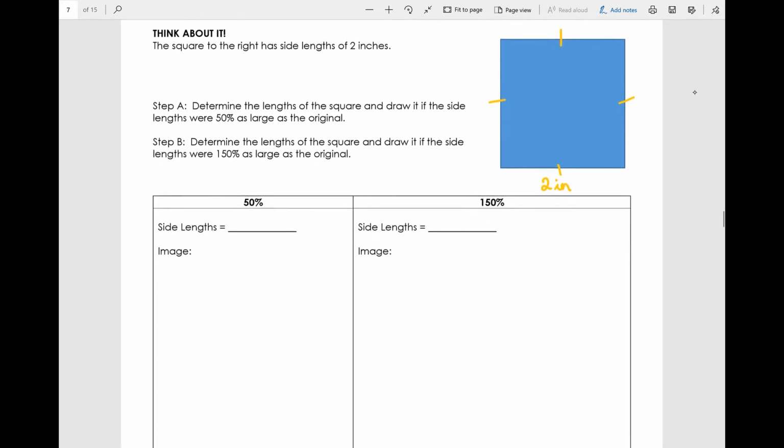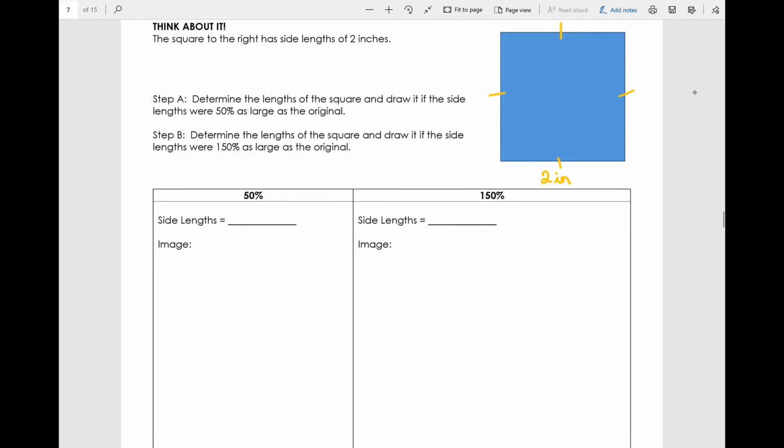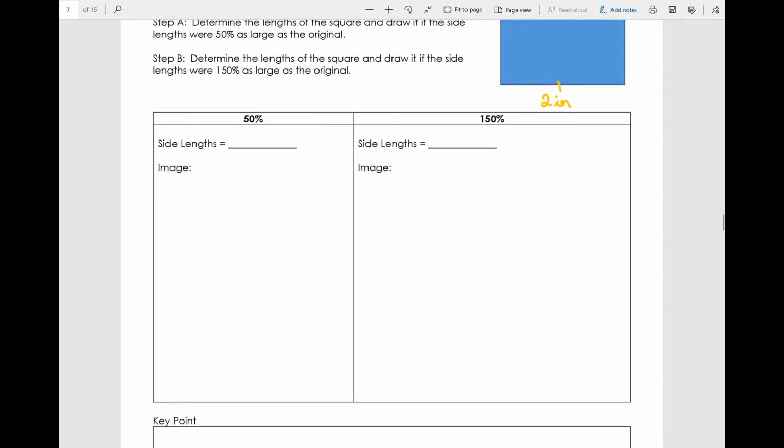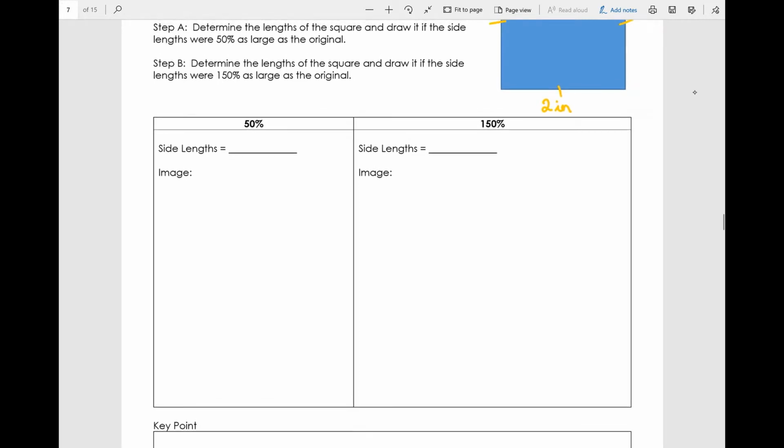Step A says determine the lengths of the square and draw it if the side lengths were 50% as large as the original, while step B says determine the lengths of the square and draw it if the side lengths were 150% as large as the original. So I'm going to make a prediction here. If the scale factor is 50%, since it's less than 100%, it's going to be smaller.